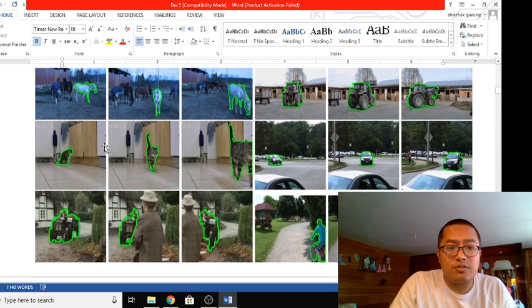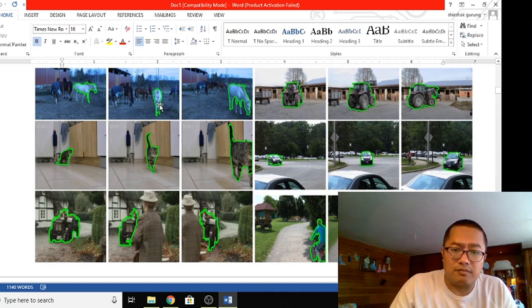For your reference, I have this image here. These images are images of segmentation. So if you can identify objects in an image, this method is called image segmentation. How do you do it? We're going to see it later on.